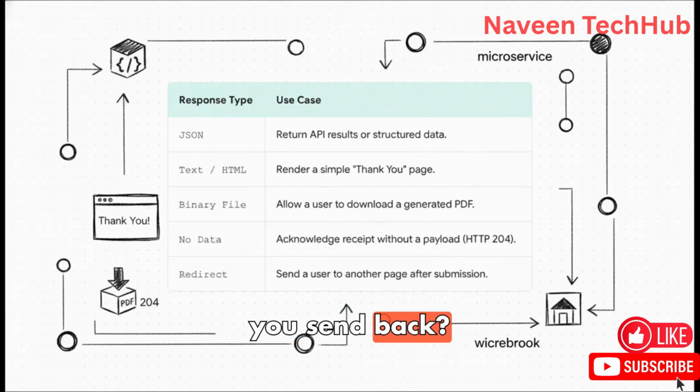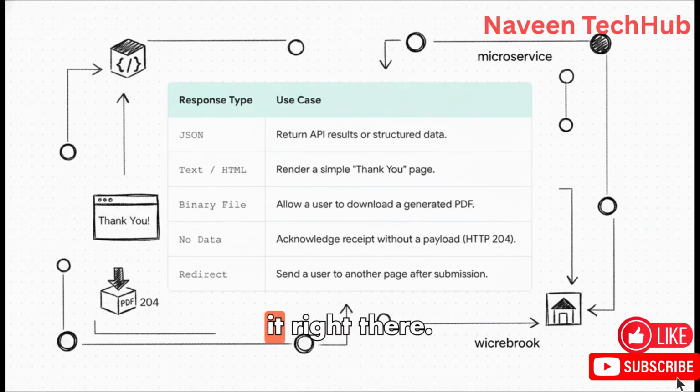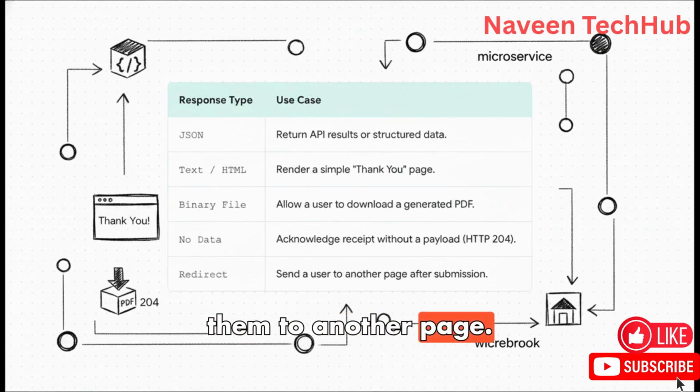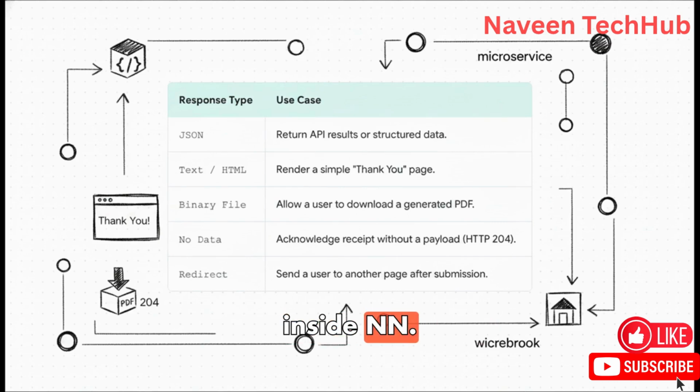And what can you send back? Pretty much anything. You can send back raw JSON data for another app to use. You could show a simple thank you page with some HTML. You could even generate a PDF on the fly and let the user download it right there. Or, my favorite, after someone submits a form, you can instantly redirect them to another page. This is huge. You're basically building little custom apps right inside n8n.